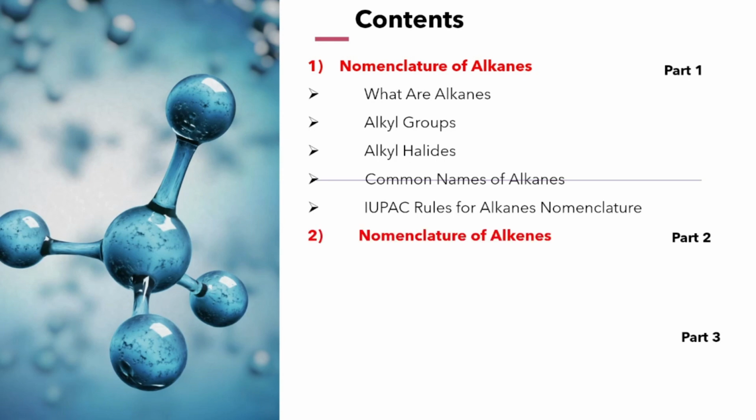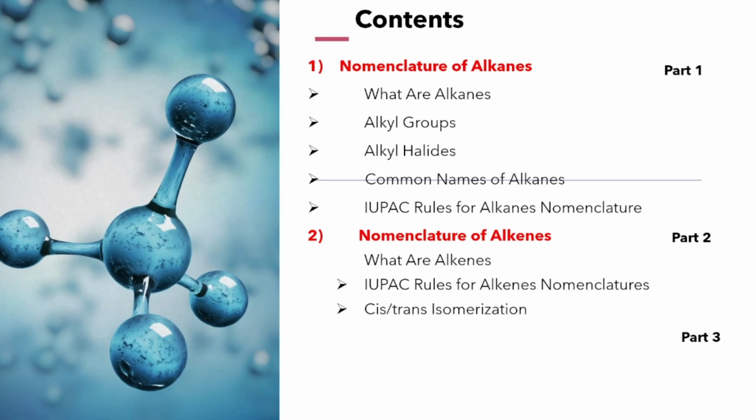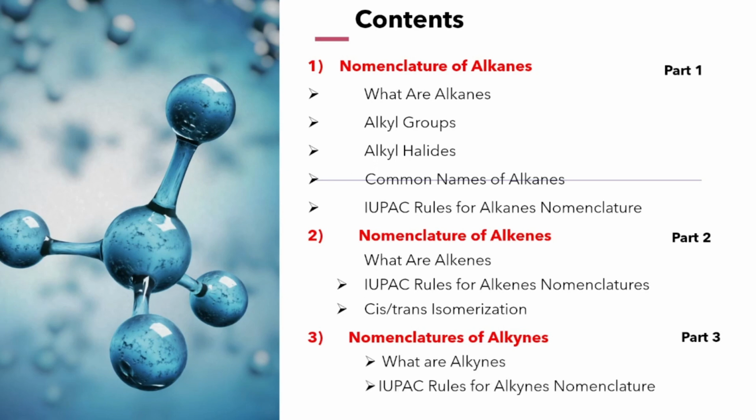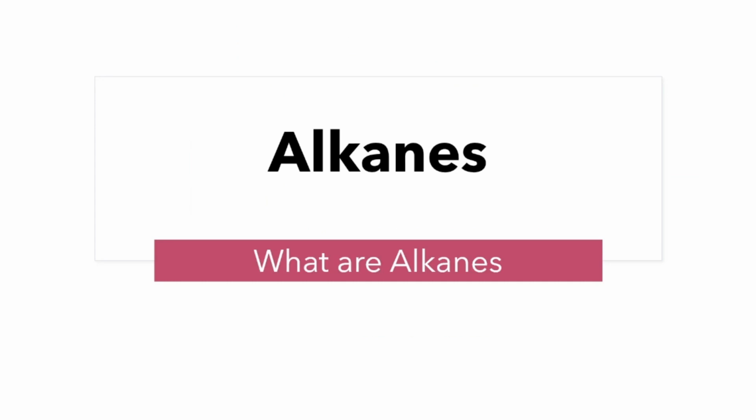I'm also going to upload part 2, which is going to be the nomenclature of alkenes, with a simple definition of alkenes, IUPAC rules of alkene nomenclature, cis-trans or EZ isomerization, and a third part is also going to be uploaded, which is the nomenclature of alkynes, including what are alkynes, the IUPAC rules for alkyne nomenclature, and so on. So let's start with alkanes.